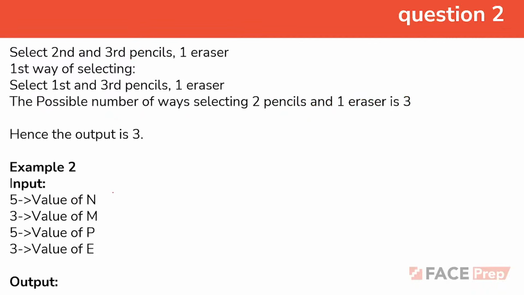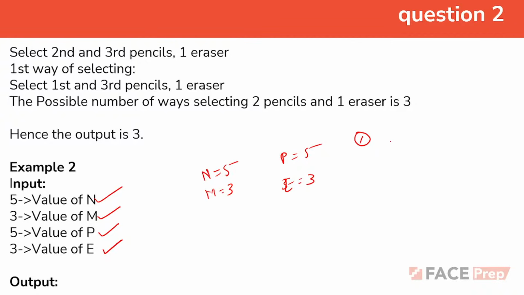We have the next one over here, 5, 3, 5 and 3, right? So that means how many are available? Available in the shop is 5 pencils, and the number of erasers also. How many can he choose? P number of pencils, that is 5, and next E number of erasers you can choose, which is 3. So checking over here, how many ways are there? I'll check with the ways.